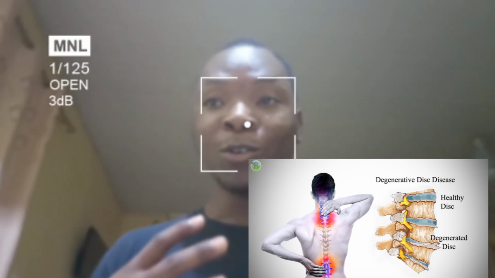Have you ever heard of degenerative disc diseases before? Well, this is a very serious health condition. Should you experience any of the signs and symptoms that I am going to mention, try as much as possible to visit your physiotherapist for detailed assessment and then treatment.